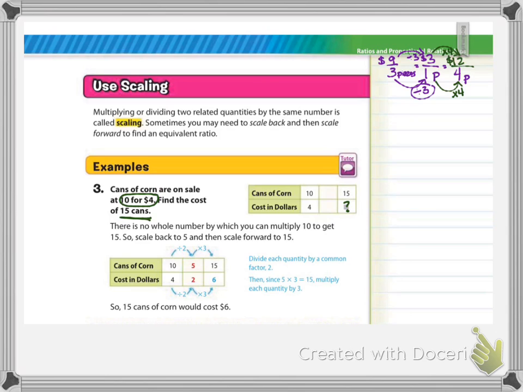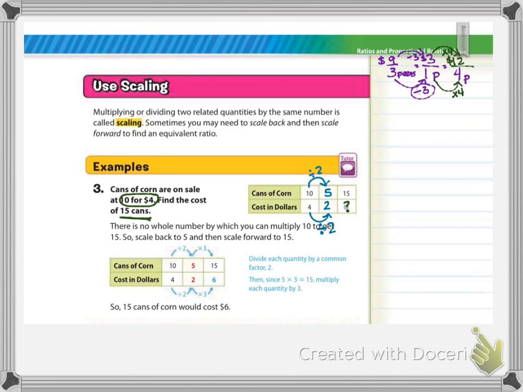So the easiest thing that I can think of is using the number 5. So if I put a 5 here, what that's telling me to do is, in order to go from 10 to 5, I would divide by 2. So what that means is I have to do the same thing to my bottom number. To go from 4 to my missing number, I have to divide by 2. So you want to make sure whatever you're doing to these numbers works for both of these numbers right over here. So 4 divided by 2 gives me 2.